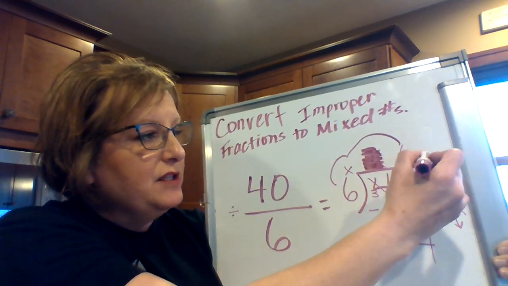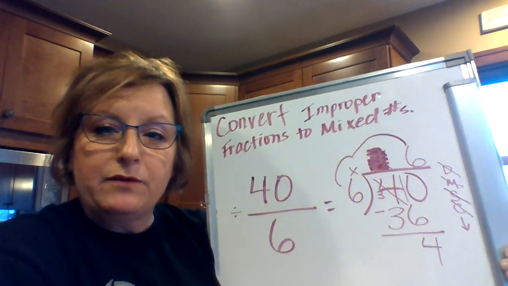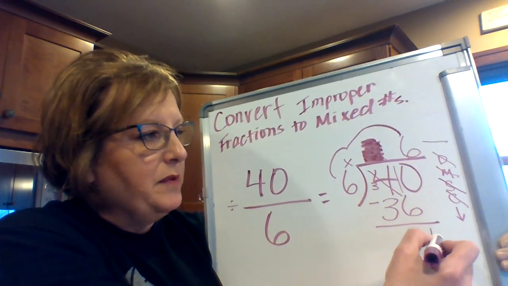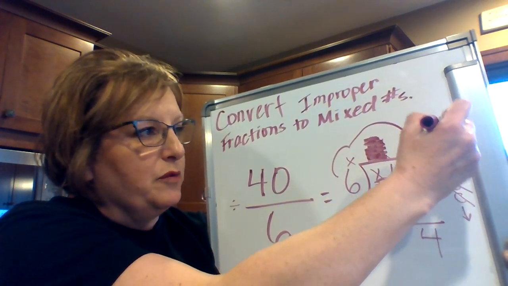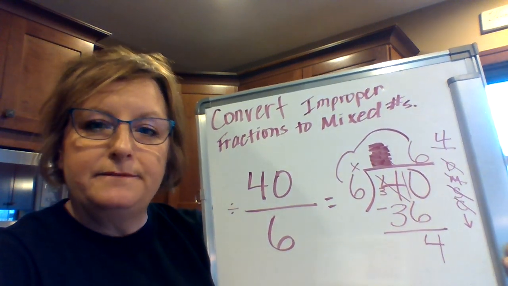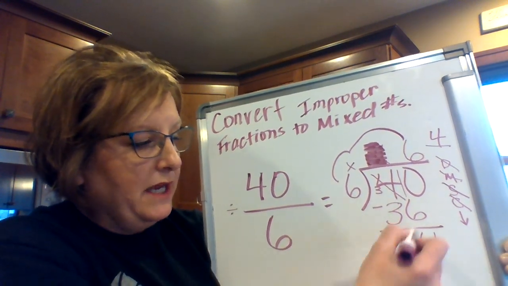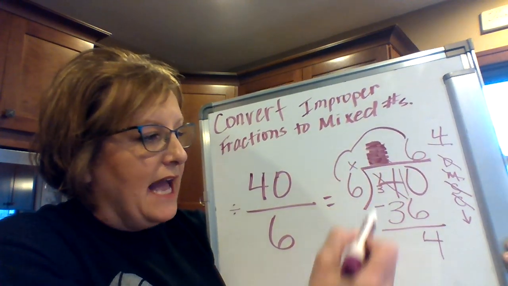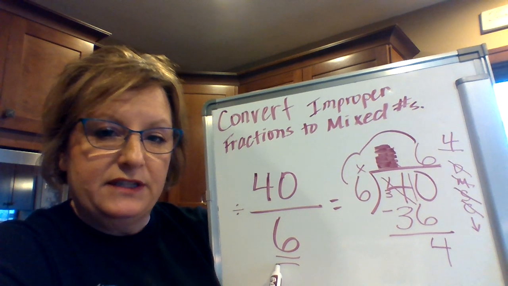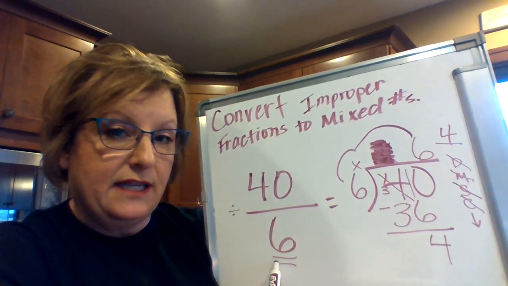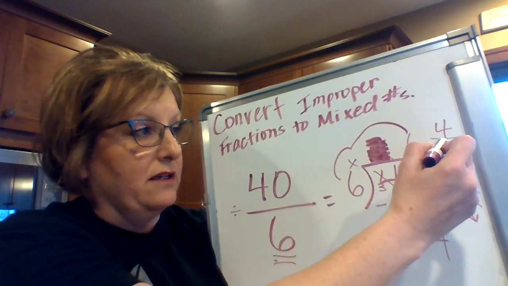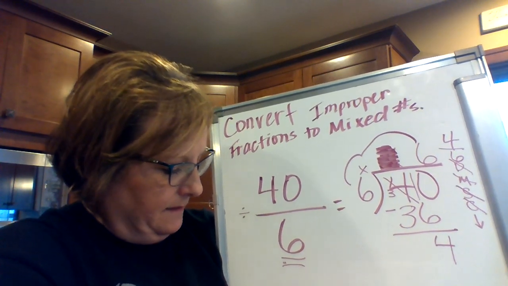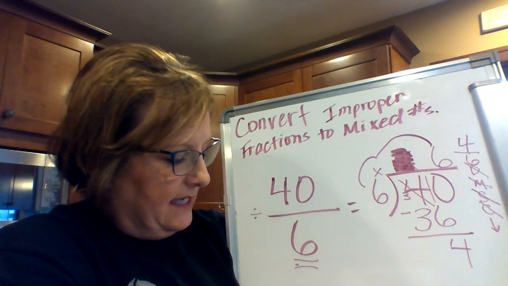Now, instead of writing R4 like we would normally do, the remainder is actually going to come up here and be our numerator for our fraction. So whatever the remainder is becomes the numerator for the fraction. The denominator stays the same. Whatever the denominator is over here, just like in our other lesson, the denominator will stay the same. So 40/6 is equal to 6 and 4/6.